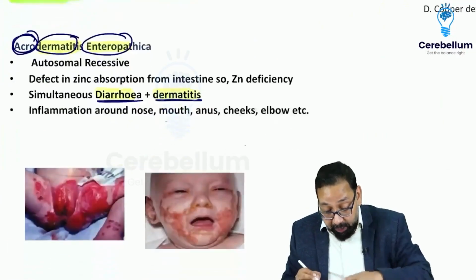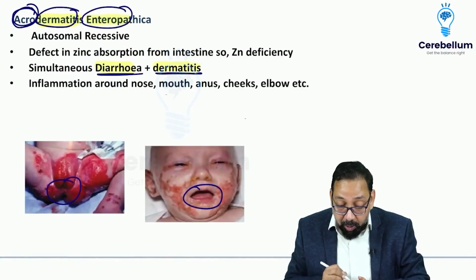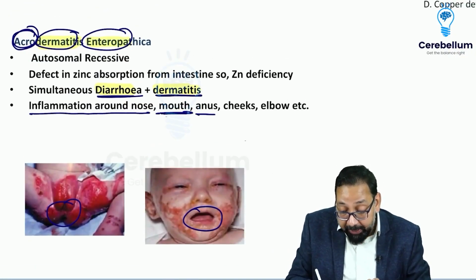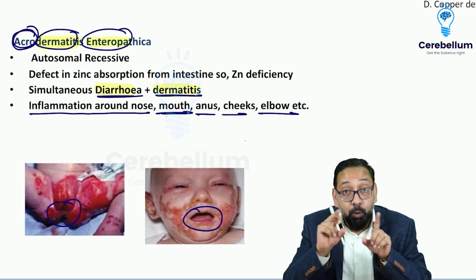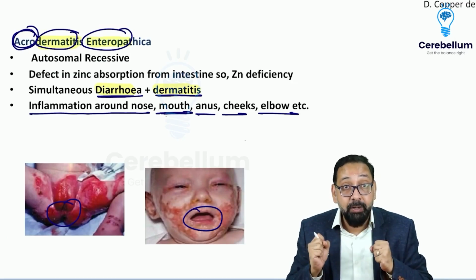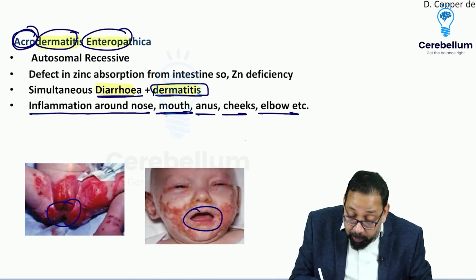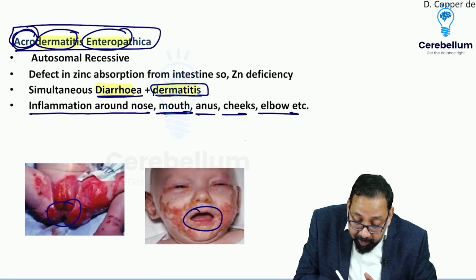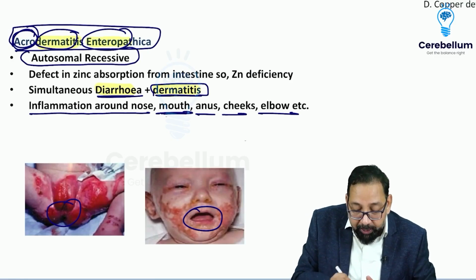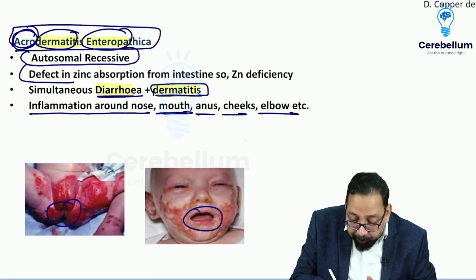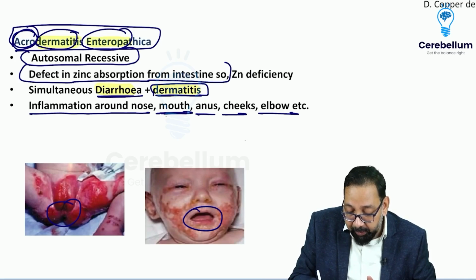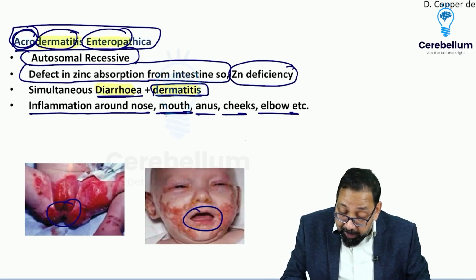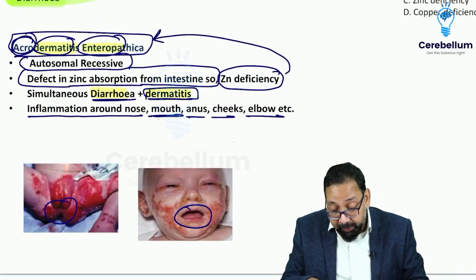Periorificial lesions, perioral: inflammation around the nose, around the mouth, anus, cheek, elbow. This periorificial and acral dermatitis is there, and diarrhea is there. Why is it occurring? Because acrodermatitis enteropathica is an autosomal recessive disorder in which there is a defect in the absorption of zinc from the intestine. So if zinc absorption is defective, zinc deficiency would be there, leading to acrodermatitis enteropathica.